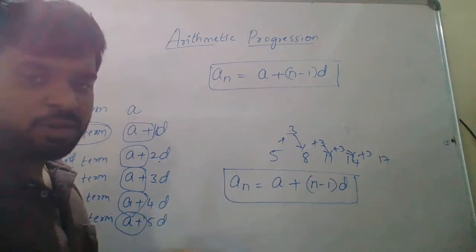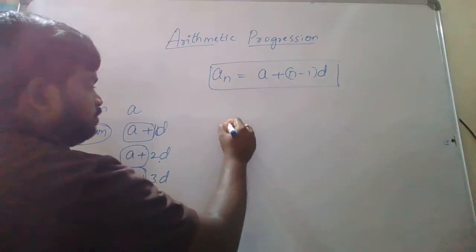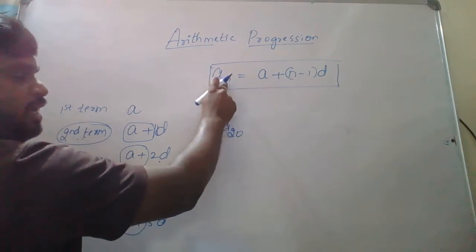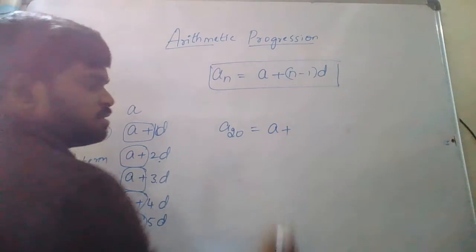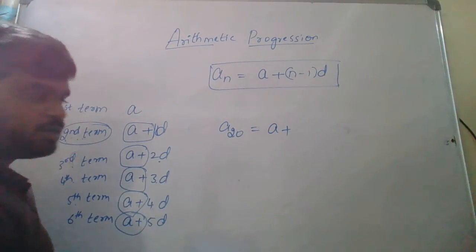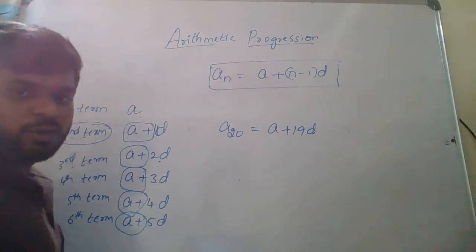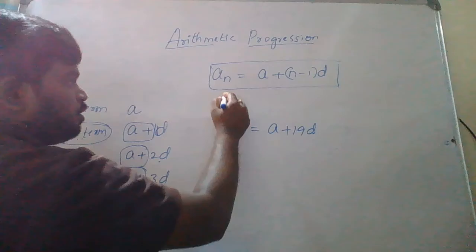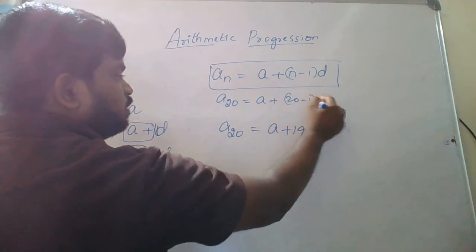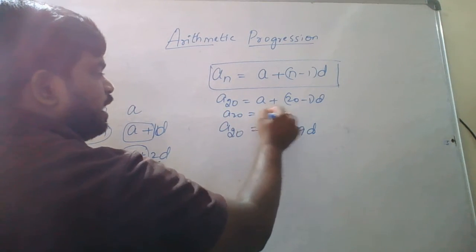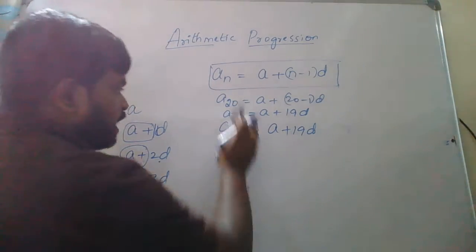Now you can use this formula or you can use this method which I told you now. It's very simple. If you want 20th term, you just put 20 here. It will definitely be a plus, because for every term there is this a plus. Whatever the position, 1 less, 19d. Directly you can write it. Even if you use the formula, you get the same thing. a20 is equal to a plus, n value is 20, 20 minus 1. Therefore, a20 is equal to a plus 19d. You got the same thing. So directly you can write it.